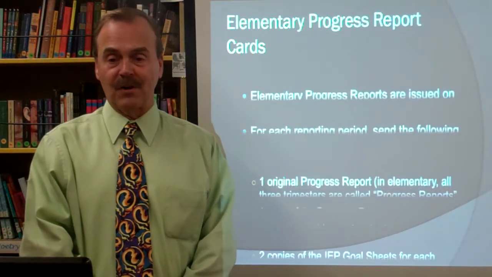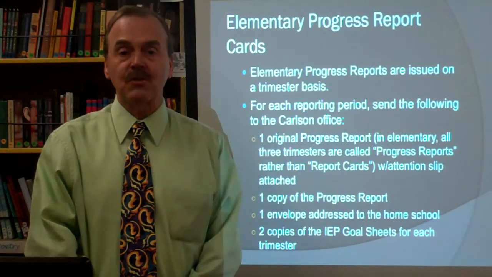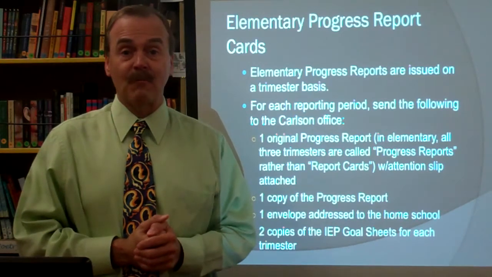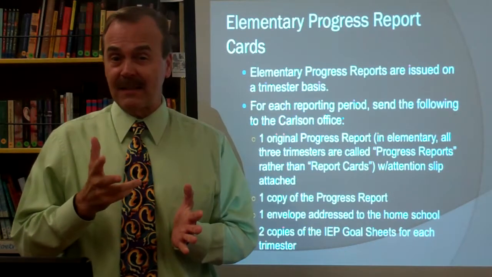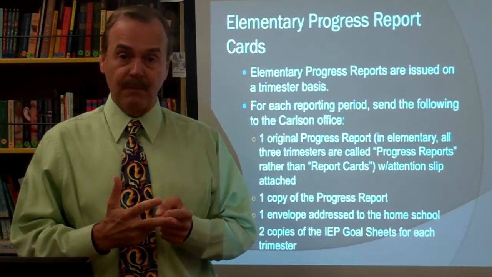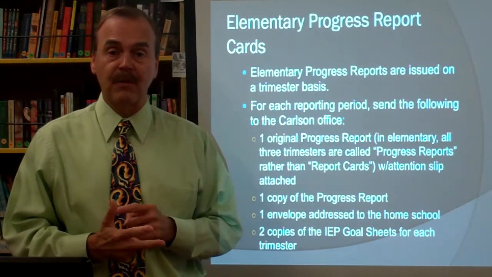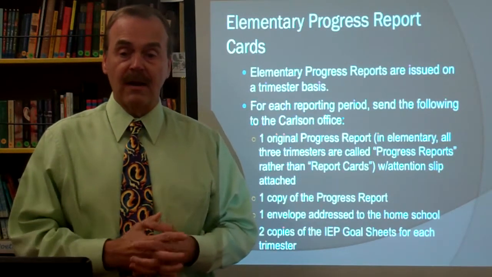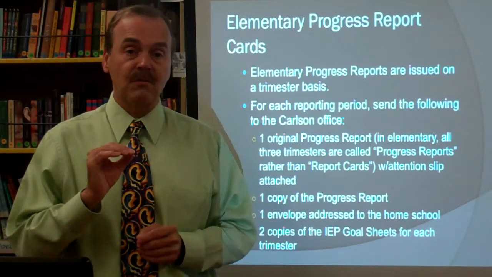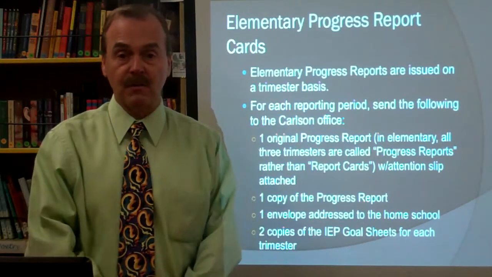Okay, now elementary progress report cards. Basically, elementary progress report cards are issued on a trimester basis, so there are 3 report cards, or progress reports. I guess at the elementary level they call them progress reports. There are 3 different periods, and we will let you know when those periods come up. But there will be 3 different periods where you issue the progress reports to the students. And remember, if you have a student for at least 2 weeks, then you are required to do a progress report on that student.